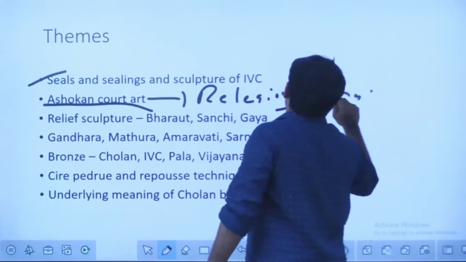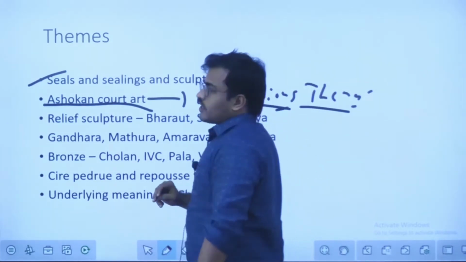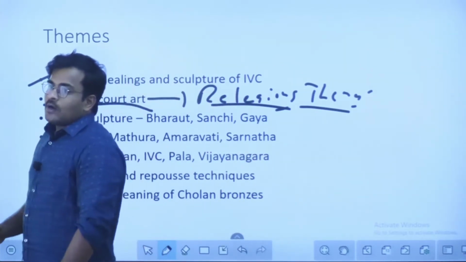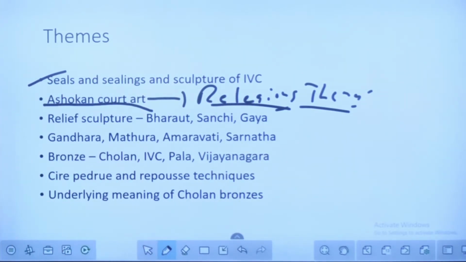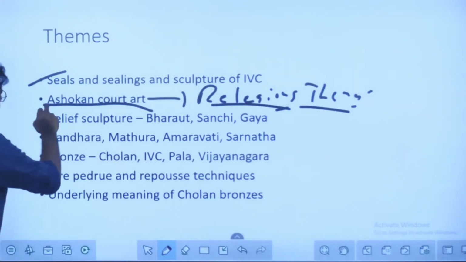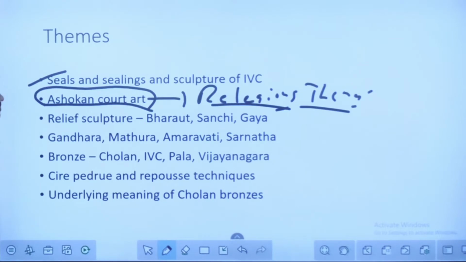Same as Buddhist stupa art representing Buddhist ideals, here also they can ask a linkage question. Or Ashokan pillars, they can link it with his Dhamma. So there is a good possibility of a question here on Ashokan court art, where they ask the link between Dhamma and his pillars.